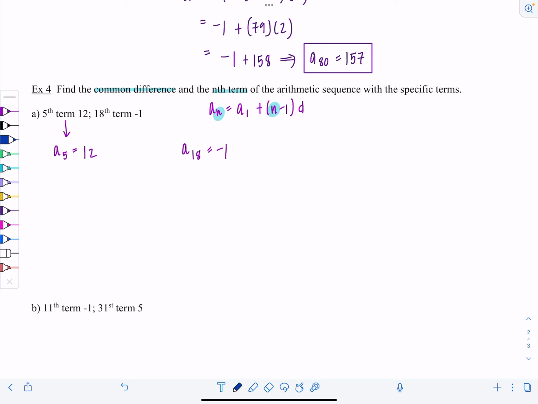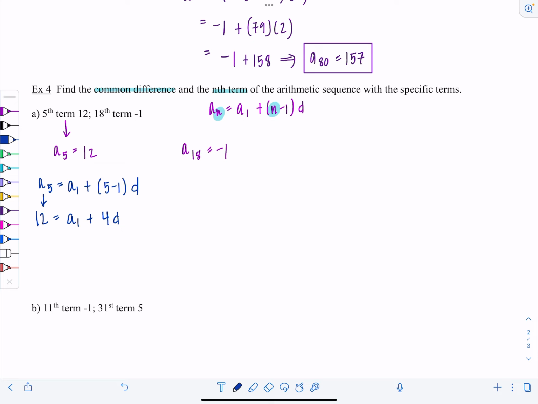So a sub 5 is equal to a1, I don't know a1, plus n minus 1, so 5 minus 1, times d. Do I have d? No, I don't. All right, this might look scary, but it's not so bad. They told me a sub 5 is 12, so that equals a1 plus 4 times d. Good? Now just put this on the back burner for now.